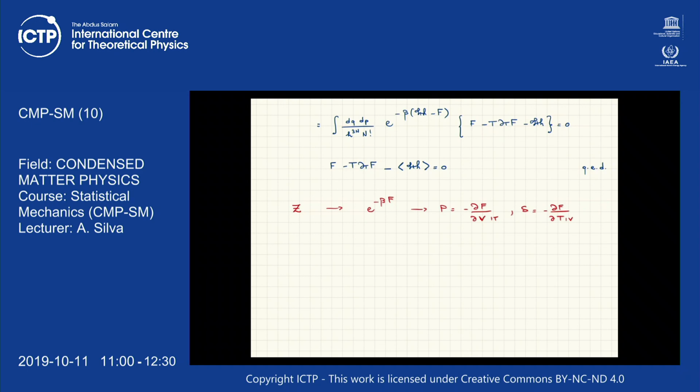Anyway, it turns out that even though these two ensembles are built for two different situations, if you're dealing with matter in the thermodynamic limit, which means that N goes to infinity, but all the intensive quantities are kept fixed, then these two ensembles are equivalent. Okay?